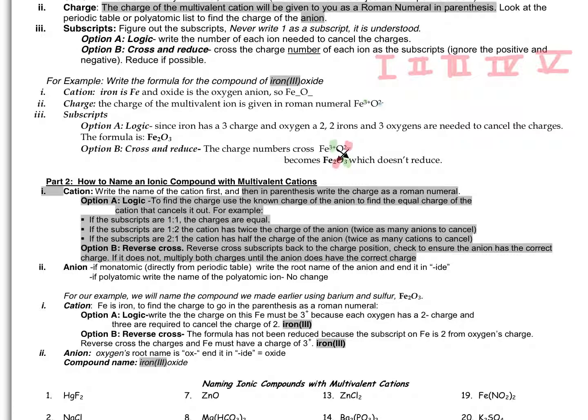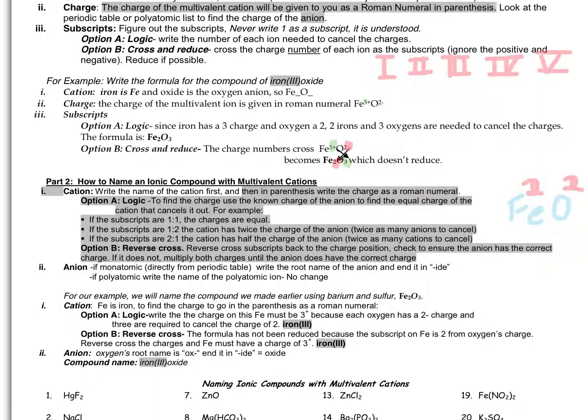What that means is if I had FeO and I did a reverse cross, my reverse cross means I have 1 and 1. This is not the correct charge for oxygen. What that means is this must have been reduced. The correct charge for oxygen is 2, so this must be a 2. If we use the logic version, if it's a 1 to 1 ratio, then their charges must be equal.